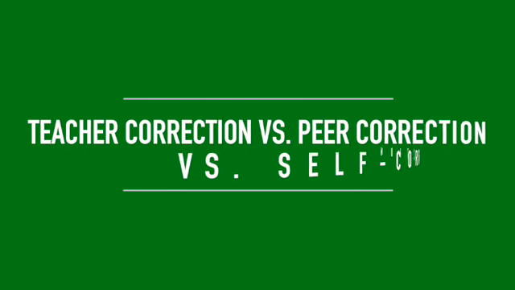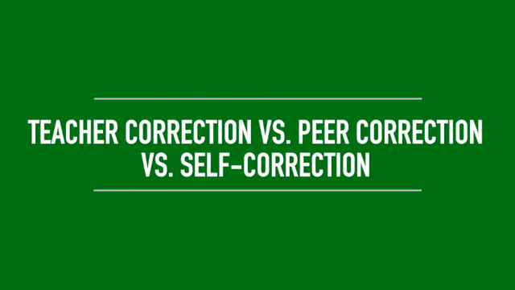Teacher correction versus peer correction versus self-correction. Next, think about who is going to correct the error. Depending on your strategies and decision, the teacher can tell the error and correct, or lead another student to say the correct form, or guide the student who made the error to self-correct. Let's see some examples and think about which strategy the teacher uses.